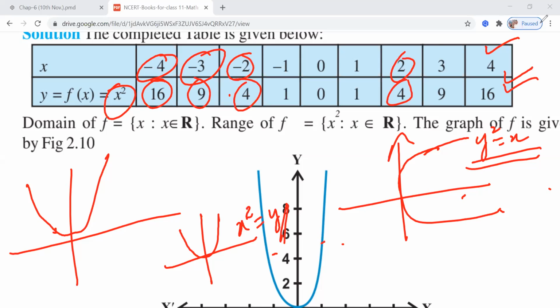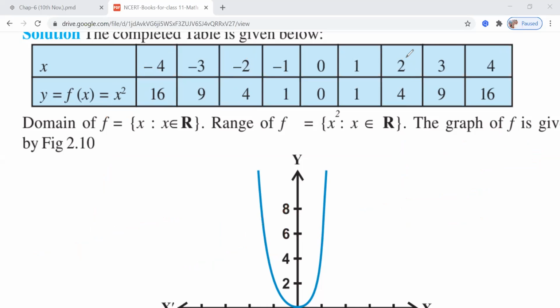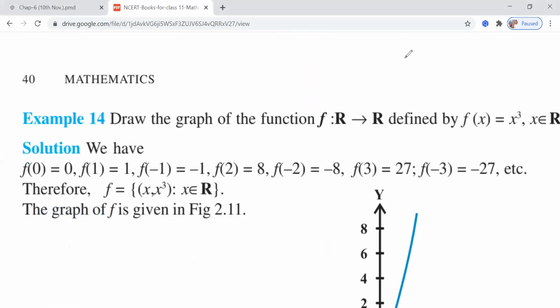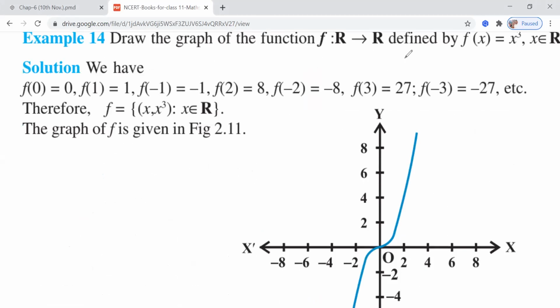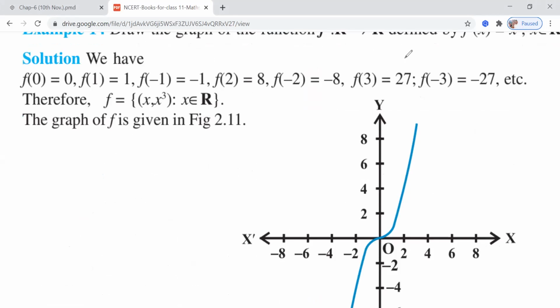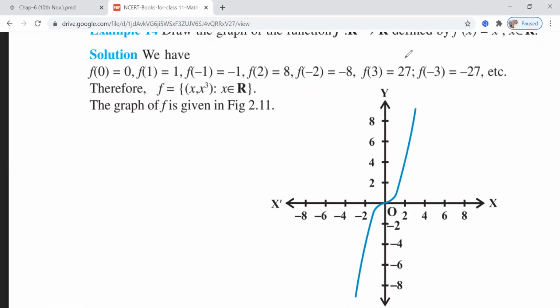So for this, you have to spend time. You have to spend time for the graph. Take a graph paper and then you have to do it. Very, very important stuff. And this is one more important thing. This is for the cubic. F of x is a cubic polynomial. This also you have to form the table.